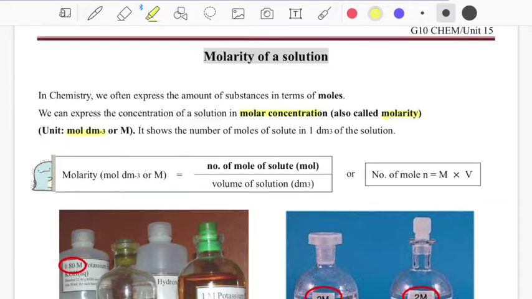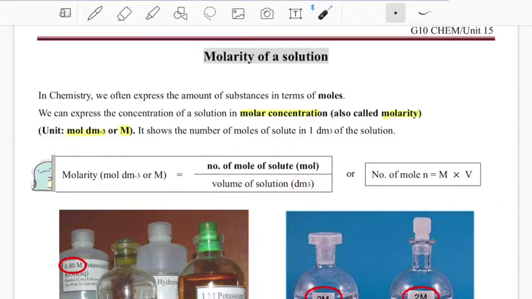Or simply, sometimes we use a capital M to represent the unit. So the capital M means mole per dm cube. So if we want to calculate the molar concentration or molarity, how should we do? Here is the formula that we use. Molarity, the molar concentration, equals number of mole of the solute over the volume of the solution. Remember, the volume of the solution needs to be in dm cube.